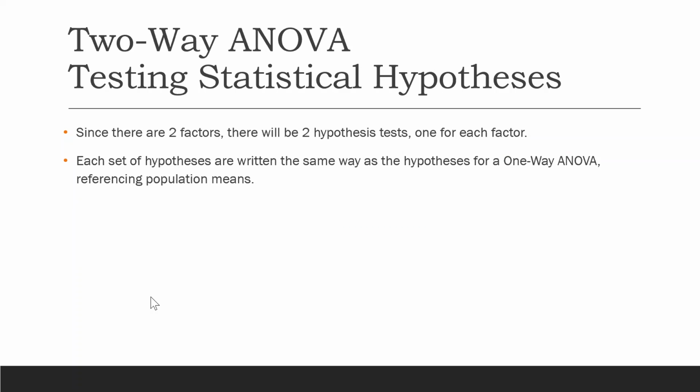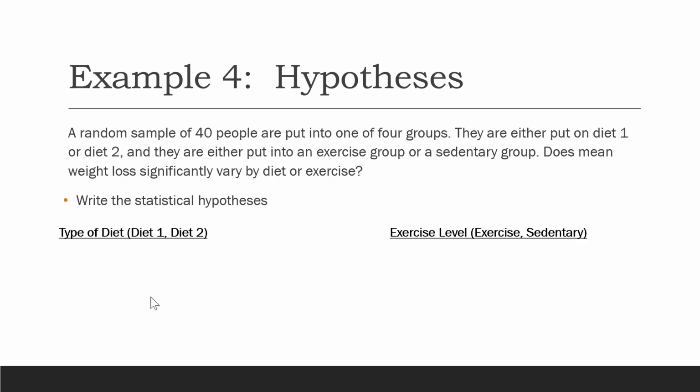when we look at these two-way ANOVAs. And it says that each set of hypotheses are written in the same way that we would write the hypotheses in the one-way ANOVA, referencing the population means, either in words or symbols. Again, there may be multiple ways that you can do this. So let's go back to this example of the 40 people and getting assigned to some combination of the diet or exercise groupings, right? So remember I said that we're going to have two hypothesis tests. That means we have two sets of hypotheses, two null hypotheses, two alternative hypotheses, one for each factor.